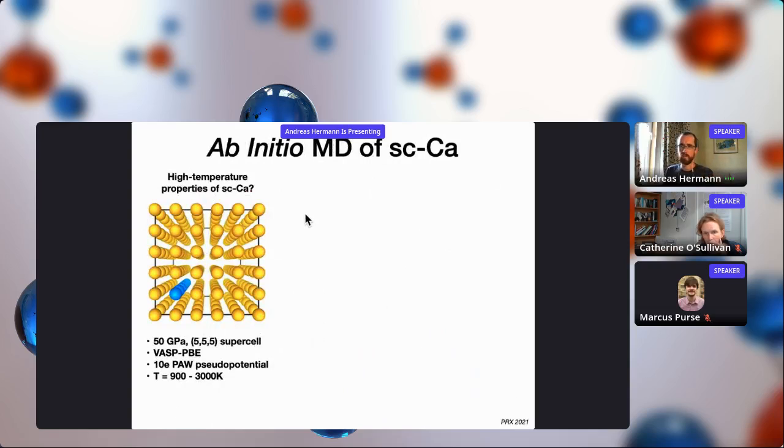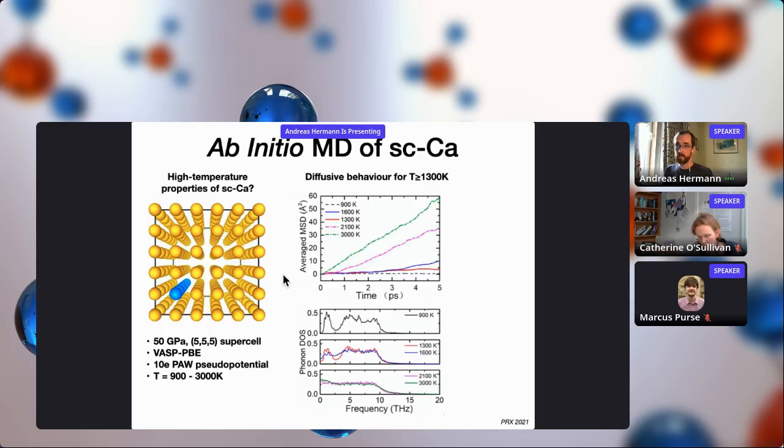So we first run some ab initio molecular dynamics in a supercell using the VASP code and some standard settings, probing temperatures that range from the solid phase to safely above the melting line to see what happens. And we see that, yes, as you increase the temperature, the atoms become diffusive, but they do so at temperatures that are much too low. Already at 1300 Kelvin and above, we see a finite displacement of the atoms after finite runtime.